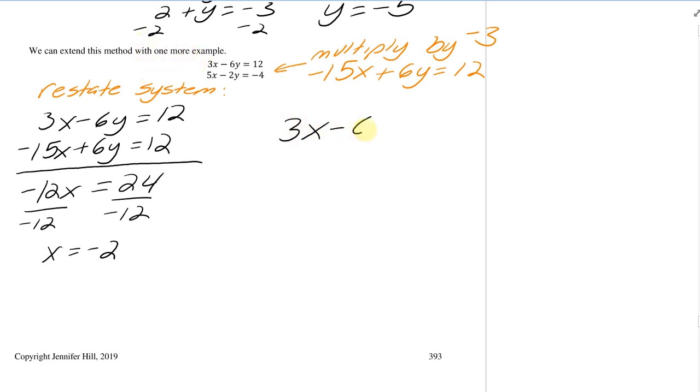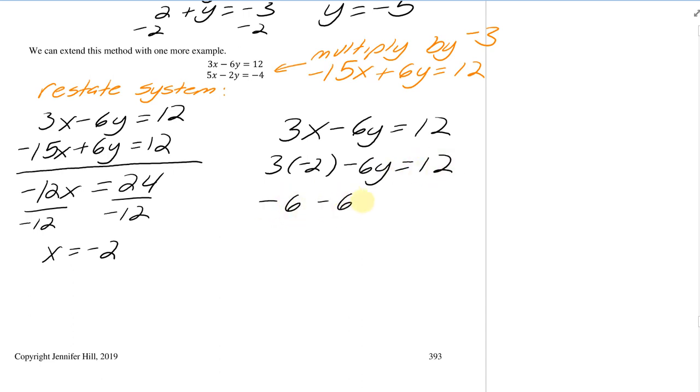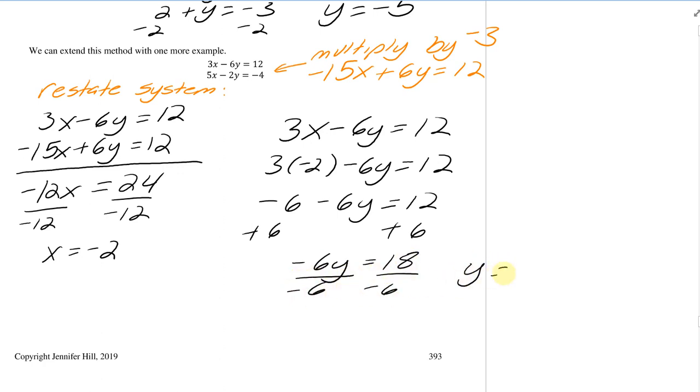So I'm going to take my 3x minus 6y equals 12, and now I'm going to plug in x equals negative 2. Okay, so here I go. And now I just have to go through and solve for it. So this becomes negative 6 minus 6y equals 12. I'll add 6 to each side. I get negative 6y equals 18. I divide all sides by negative 6 and I get y equals negative 3. So therefore, my solution in this case, make sure you always state it, will be negative 2, negative 3.